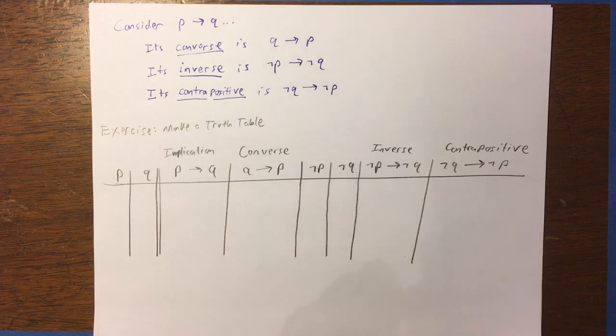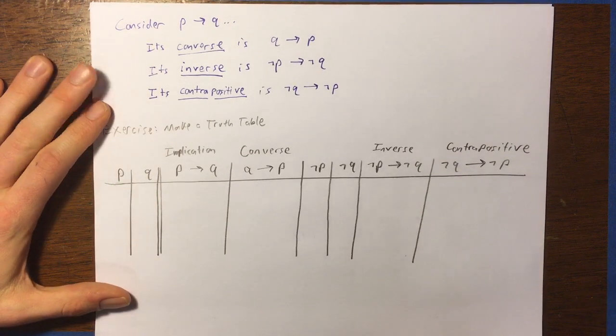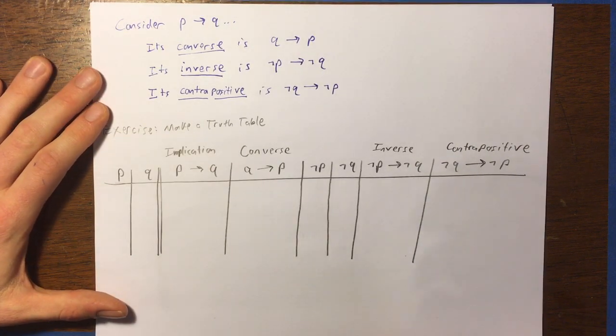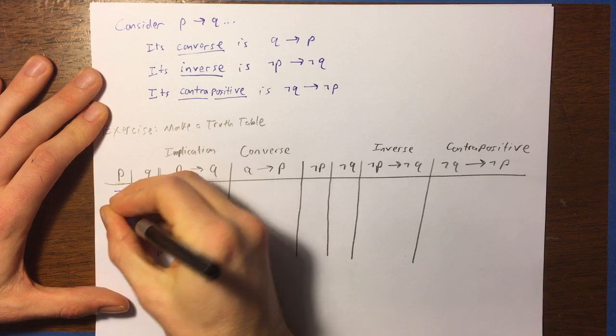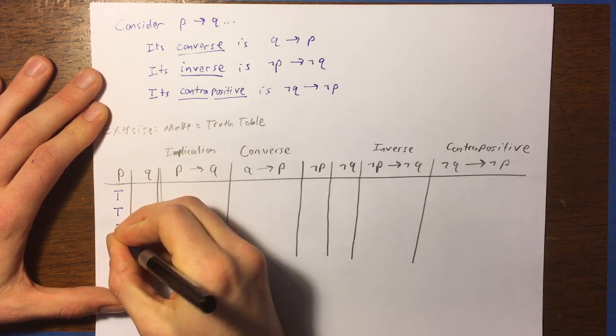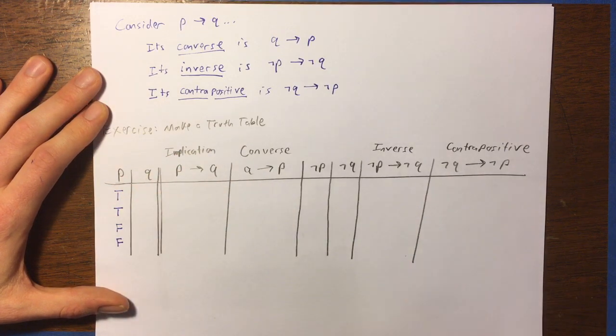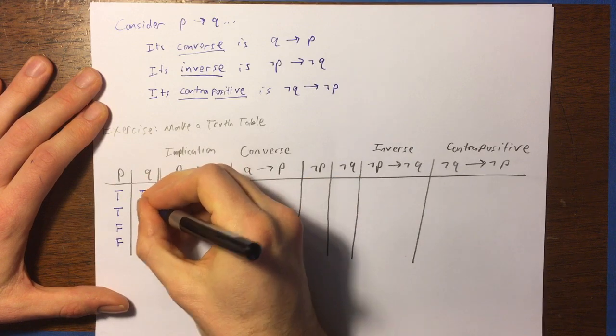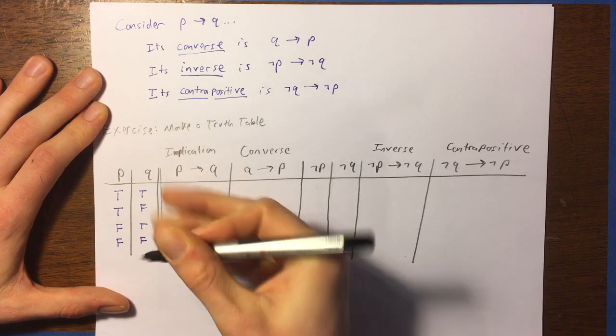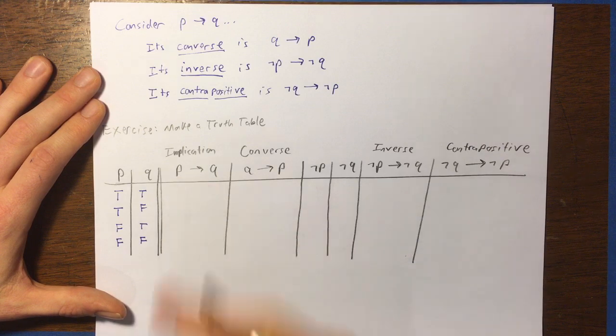Okay, so let's go ahead and get started. First, I'm going to write all the combinations of P and Q in lexicographic order. You may have seen already, there's kind of a nice format to doing this. You go true, true, false, false, and then you alternate true, false, true, false. And that produces all the combinations in nice alphabetical ordering.